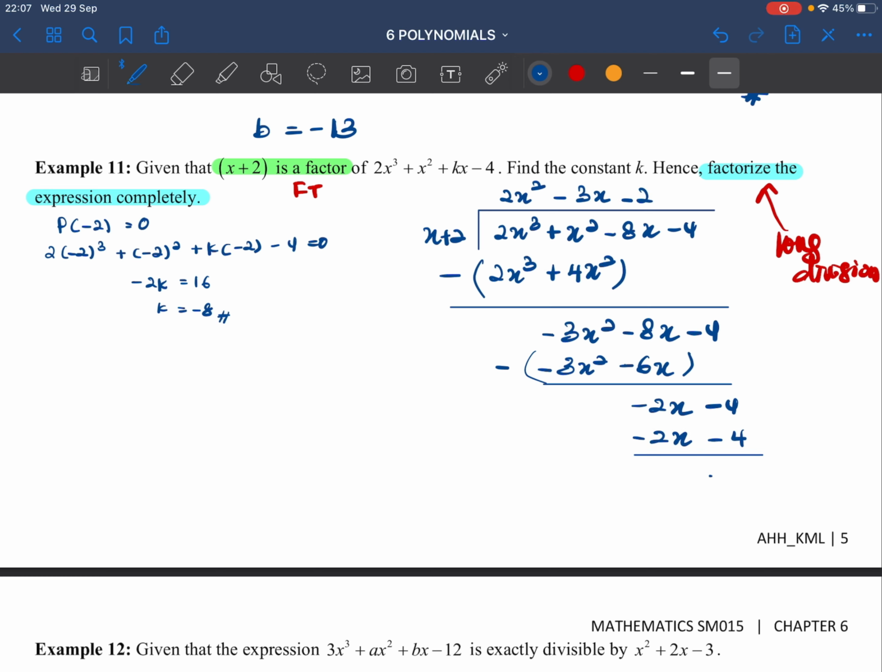So as you can see here, we will not have any remainder. So if x plus 2, or anything, x minus a, is a factor of your px, you won't get any remainder. That is why the question said factorize the expression completely.